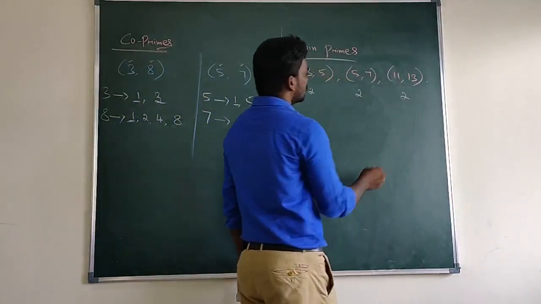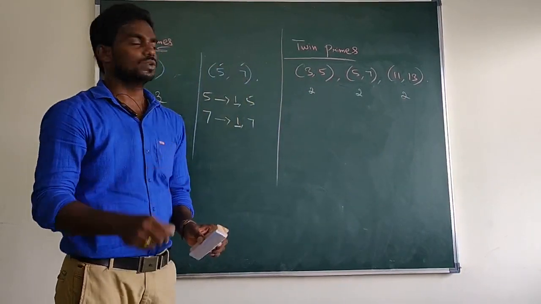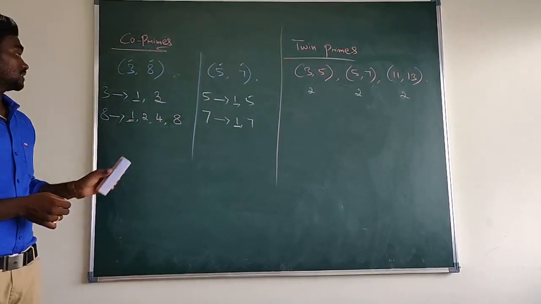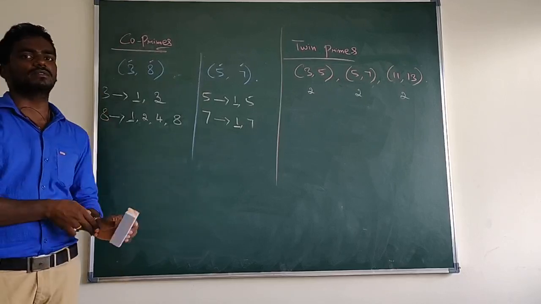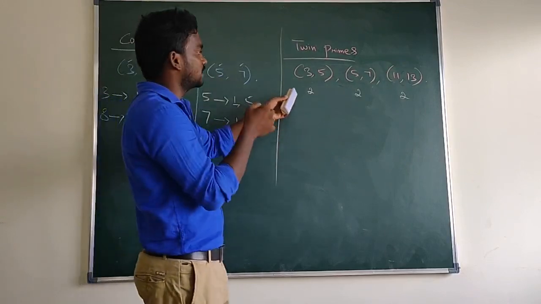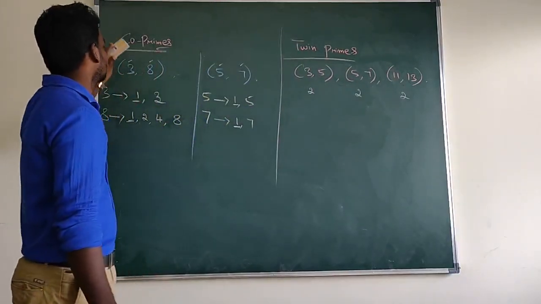So a pair of prime numbers whose difference is 2 is called twin primes. Co-prime numbers are numbers whose greatest common divisor is 1. That means a pair of two numbers having only one common factor is called co-prime numbers. Twin primes means the difference between the two prime numbers is 2.